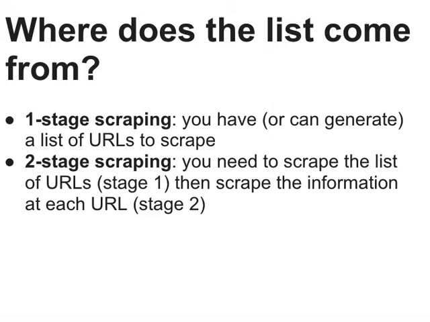The second stage then is when, once you've scraped that list, you write another scraper, which goes through all of those URLs and scrapes information from those. So some projects, you will have the list of URLs to begin with, and that's a one-stage scraping project. In other situations, you might need to write two scrapers, one to grab the list in the first place or compile it, and another one to actually scrape the information from those.